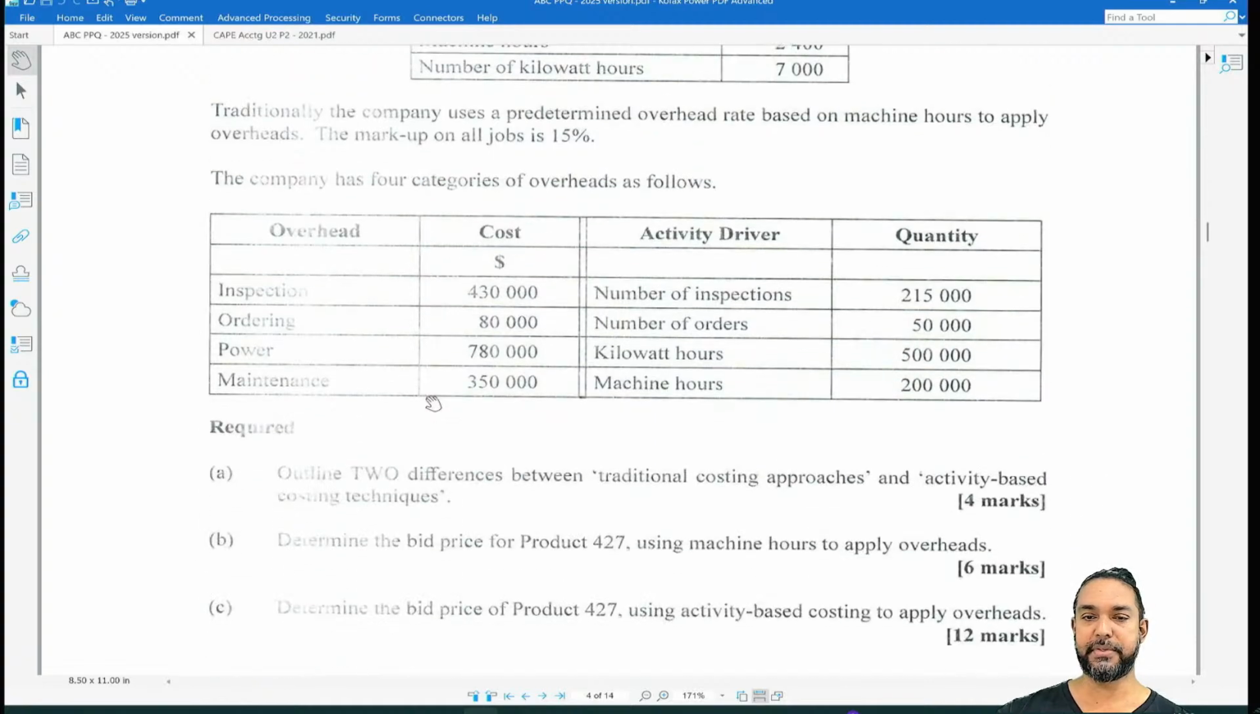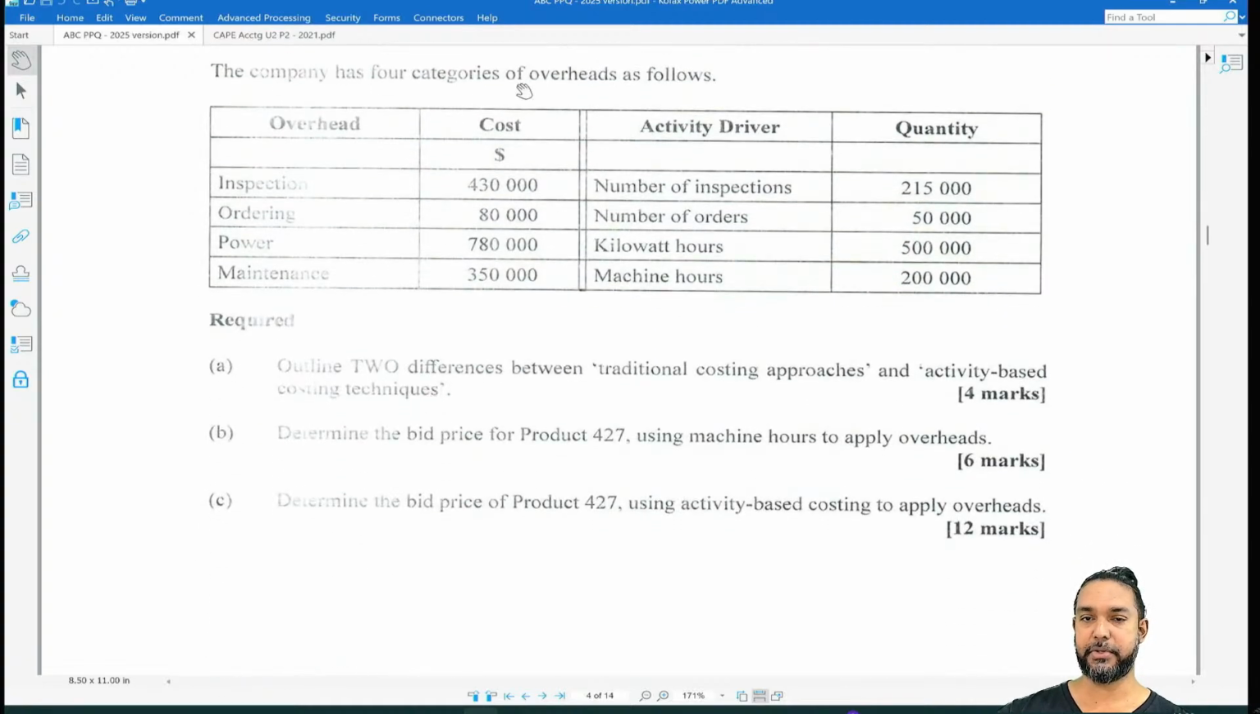And what we see in here is that the company has 4 categories of overheads as follows: inspection, ordering, power, and maintenance. And you have these activity drivers, which is basically what causes the costs to be incurred for the activities. So for inspections, it's number of inspections. It could also be inspection hours. For ordering, it's number of orders. Remember we did EOQ, economic order quantity, back in term 1, so that's kind of what they mean there. Power, kilowatt hours, or machine hours.